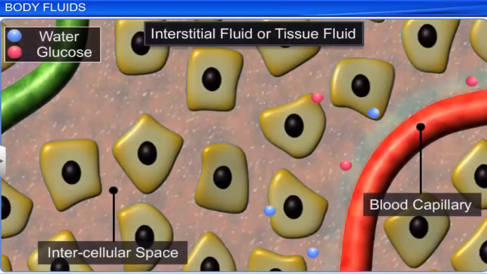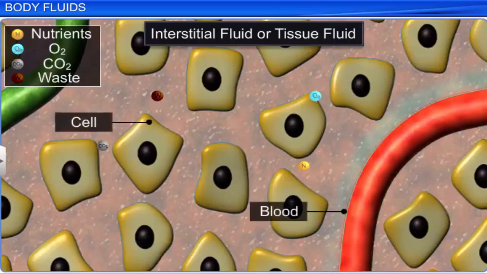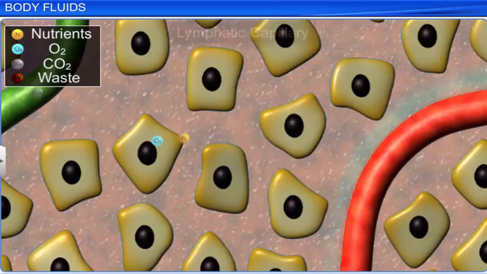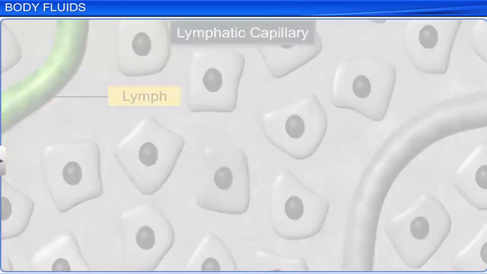Interstitial fluid or tissue fluid is formed when some quantity of water and water-soluble substances squeeze out from the blood capillaries into the intercellular spaces. Its composition is similar to that of plasma and serves as a medium between blood and cells in the exchange of nutrients, gases, and waste. When this tissue fluid enters the lymphatic capillaries, it is called lymph.